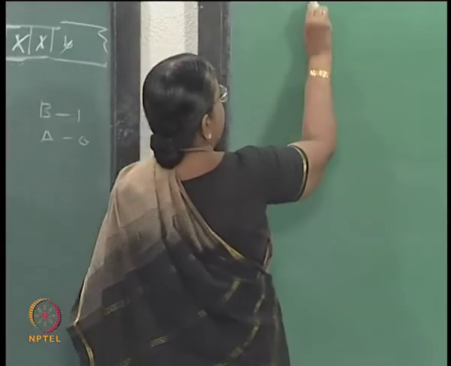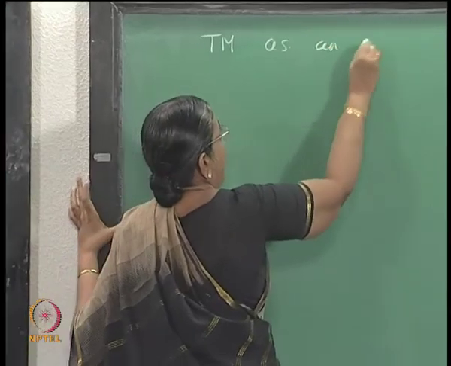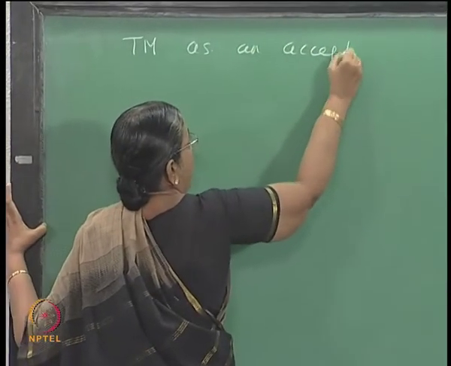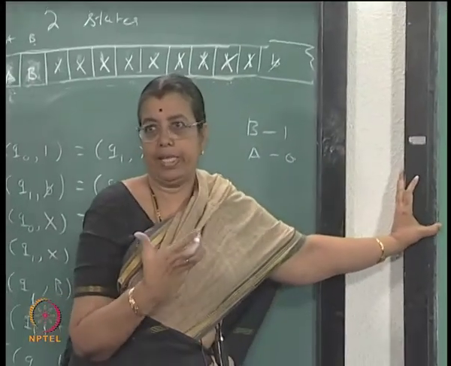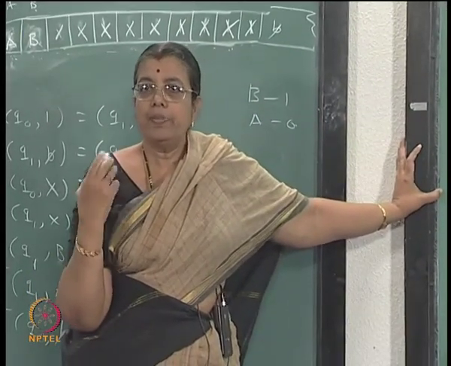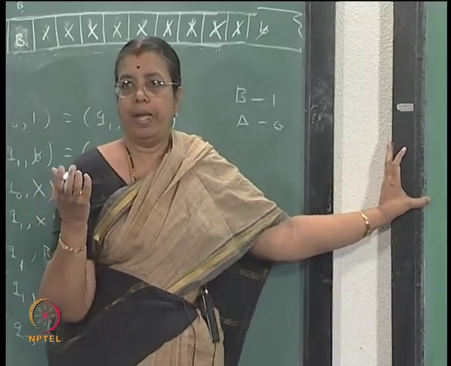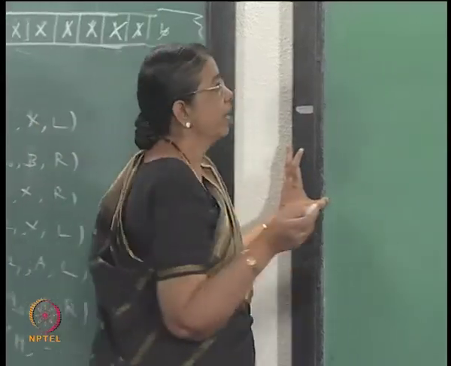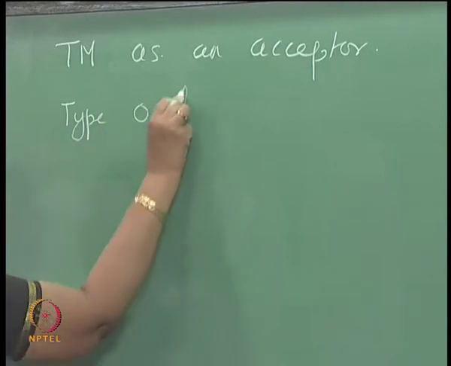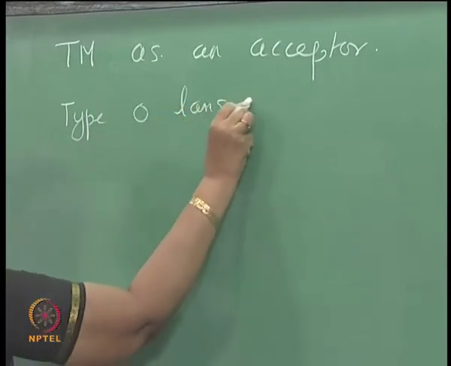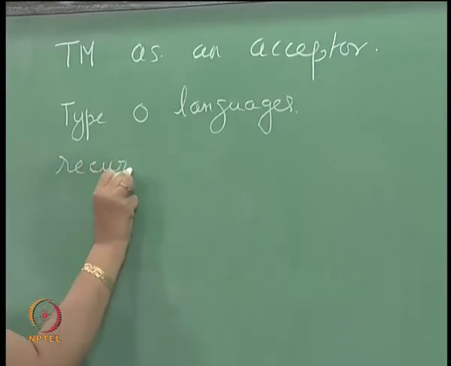Now, Turing machine as an acceptor. We look at the Turing machine as an acceptor. It accepts some strings. Okay. Type 0 languages or recursively enumerable sets are accepted by Turing machines. It accepts type 0 languages. They are also called recursively enumerable sets.